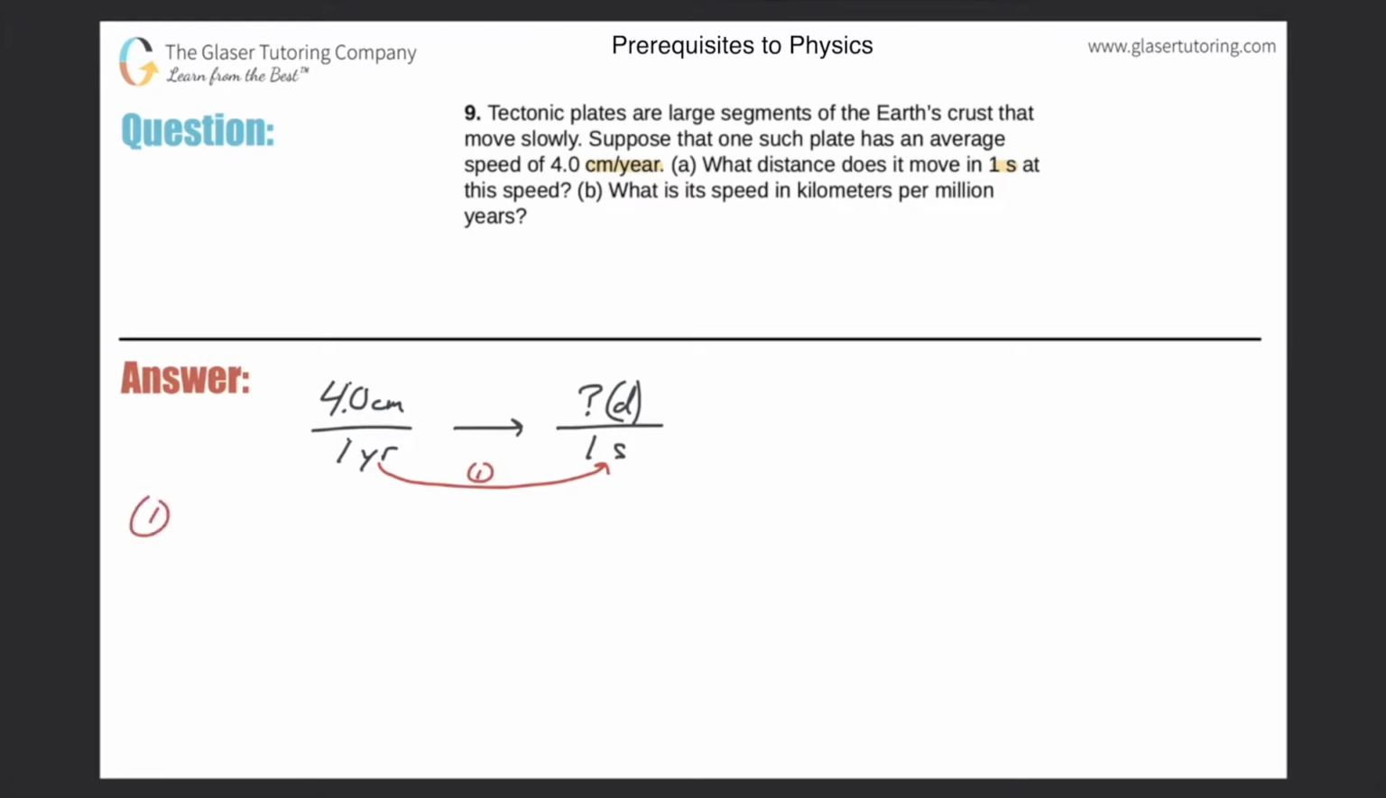So step 1 here, let's take 1 year and convert that into seconds. So let's write down what we're given, 1 year. And we're going to write year on the bottom. I have no idea how many seconds there are in a year, but I do know how many days there are. So 365 days. So I can put that conversion in the numerator.